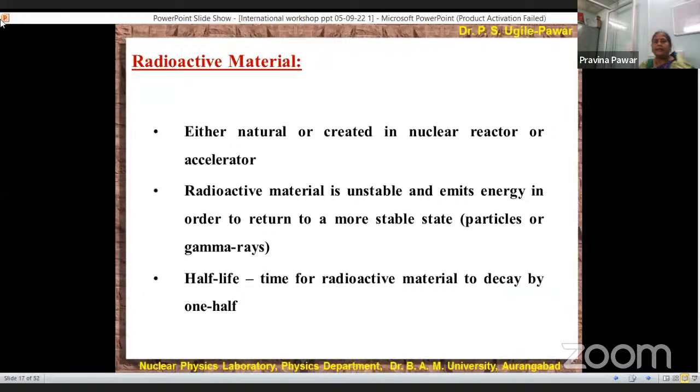Alpha particles: two neutrons and two protons, the charge of plus two, emitted from the nucleus of radioactive atoms, transfer energy in a very short distance, 10 centimeter in air, shielded by paper or layer of skin. Primary hazard from internal exposure, alpha emitters can accumulate in tissue, bone, kidney, liver, lungs, causing local damage.